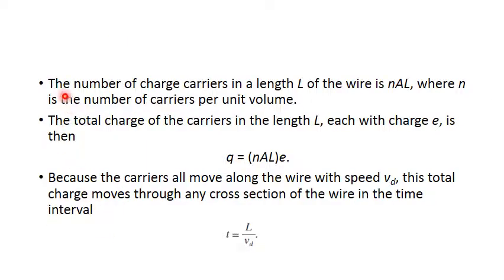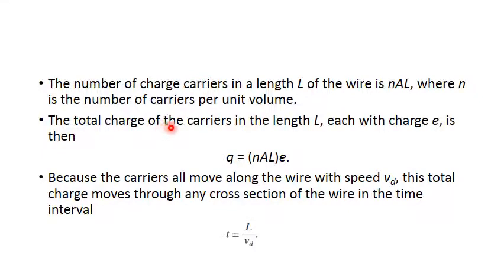Now, the number of charge carriers in the length L of the wire is N multiplied by the volume of the wire, the area multiplied by the length, where N is the number of carriers per unit volume, A is the area of the wire, and L is the length of the wire. So N multiplied by the volume would be the net number of charge carriers.